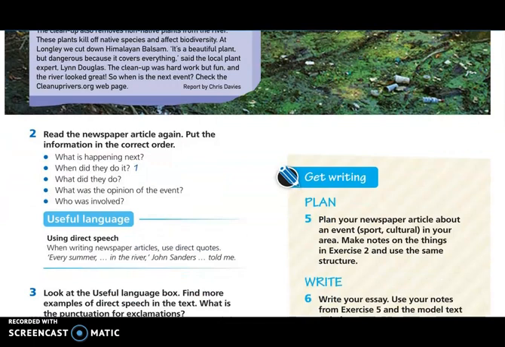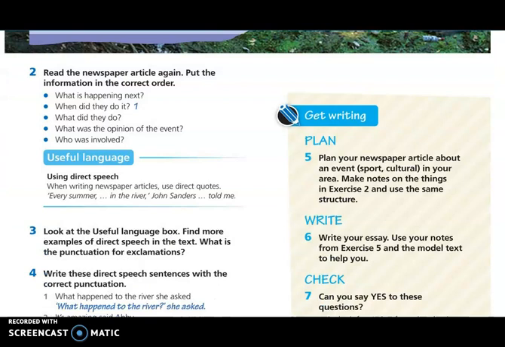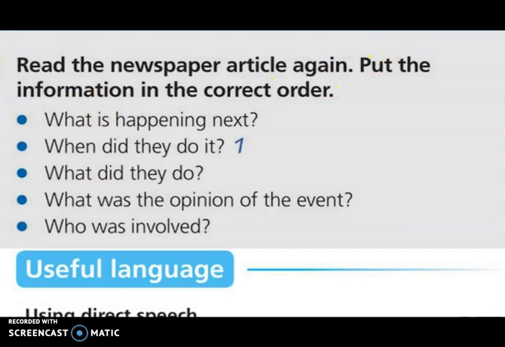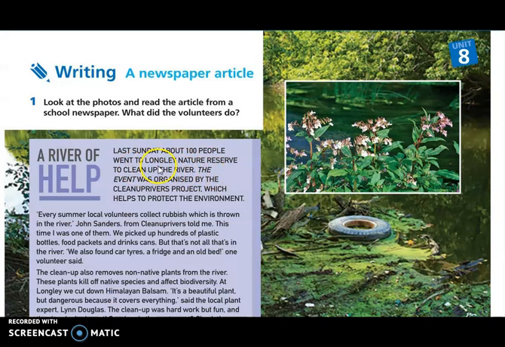Let's move to the next exercise. Read the newspaper article again. Put the information in the correct order. The first question is, when did they do it? Last Sunday. Next information is, who was involved? About 100 people went to the Longley Nature Reserve to clean up the river.